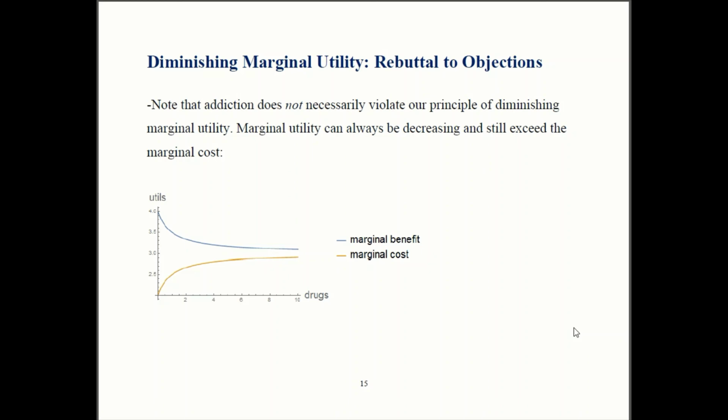So let's pause here and we'll continue with the next episode, and we'll look at some possible objections to diminishing marginal utility.